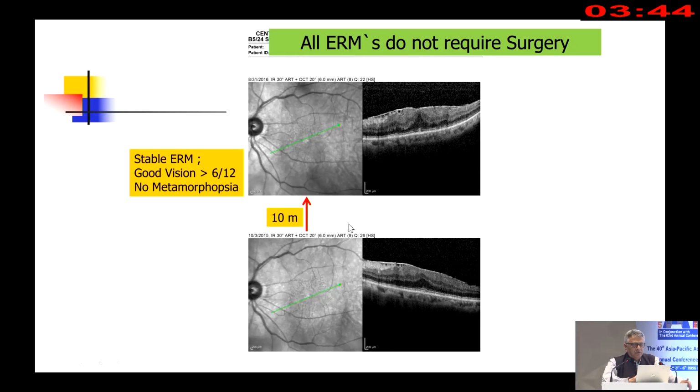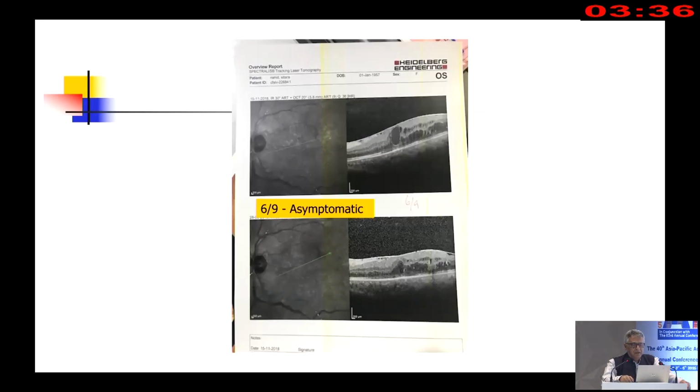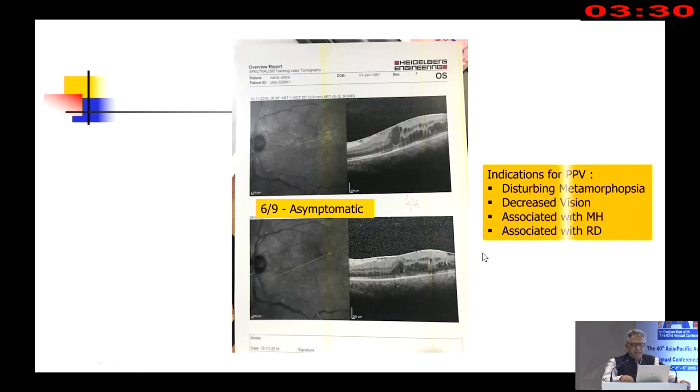If patient has good vision, no complaint, I think these patients can be followed up also. Or if it's a globally adherent, very dense membrane with good vision, please don't touch. You see this patient has a globally adherent membrane. 6/9 vision, I will not go inside the eye. Indications again in ERM are disturbing metamorphopsia, decreased vision, or associated with macular hole or RD. So this was one video which was done long time back.